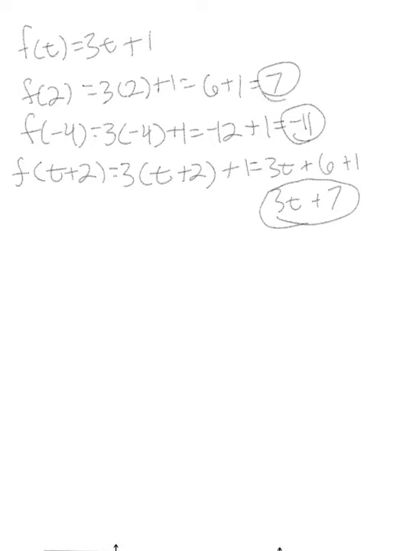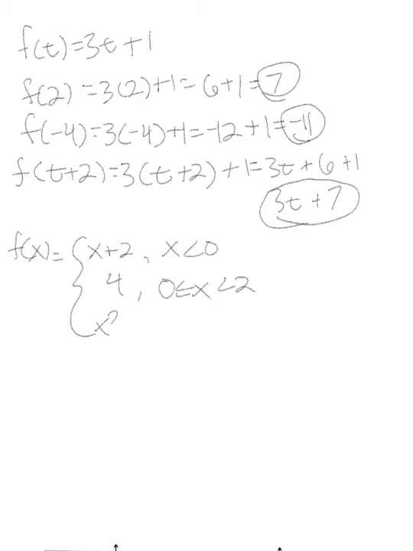Now let's expand that idea a little bit and put it into a set. So what if our function is a set? So f of x equals a set: x plus 2 when x is less than 0, 4 when x is greater than or equal to 0 and less than 2, and x squared plus 1 when x is greater than or equal to 2.